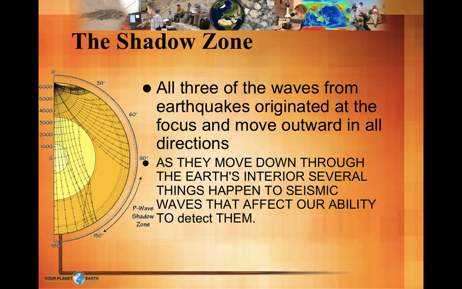And now let's talk about this thing called the shadow zone. All three of the waves, P waves, S waves, and surface waves, originate at the focus of the earthquake. And then they move outward in all directions. As they move down through the Earth's interior, several things happen to seismic waves that affect our ability to detect them.